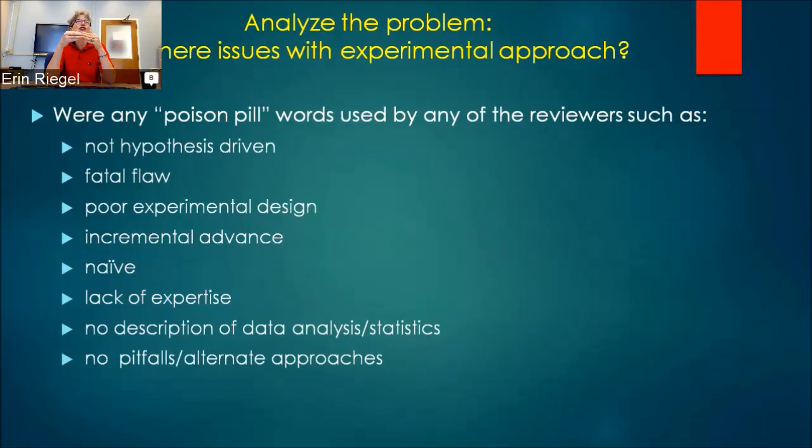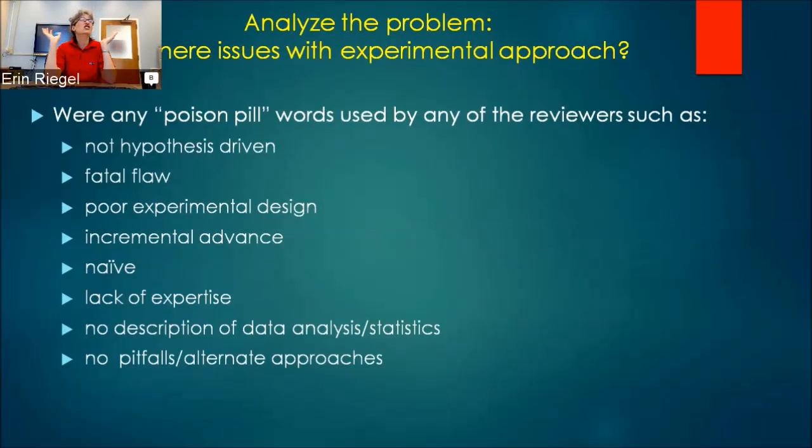So if you did not get a good score on experimental approach, all of the rest of the scores being high will not help you. So it is really, really important that there is nothing in the experimental approach that bothers the reviewer, because if it does, the rest of the scores aren't going to help you for your final score. And some of these poison pill words are not hypothesis driven.